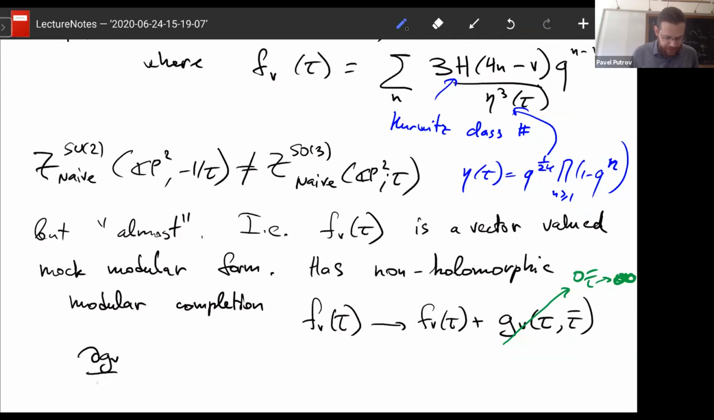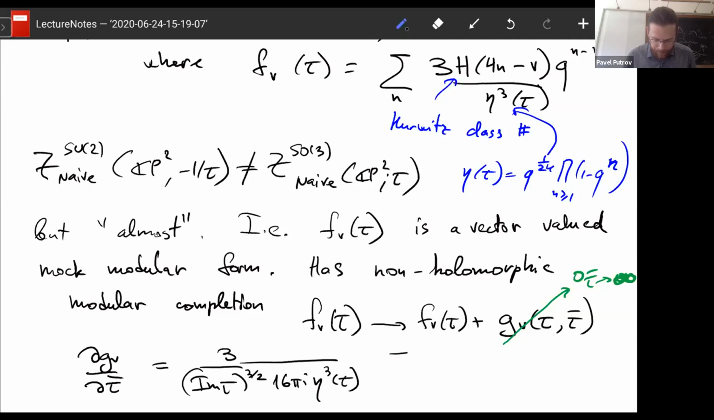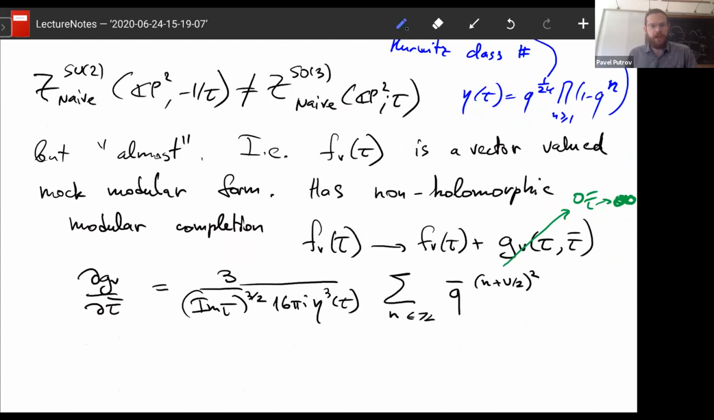What one can learn from this is that there's a particular known expression for these GVs which realize this modular completion, and the anti-holomorphic derivative is given by the following formula, with Q bar to the n plus v over 2 squared. If we assume this correction gives a true physical partition function of Vafa-Witten theory, which we believe respects S-duality, then it should respect it indeed.